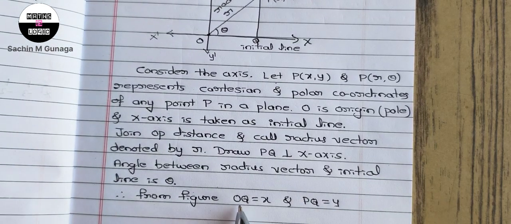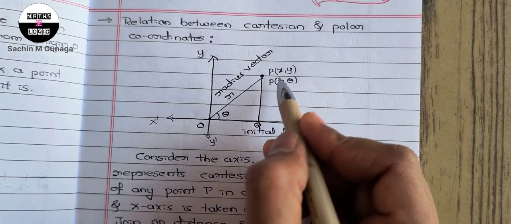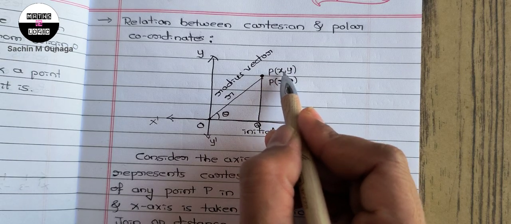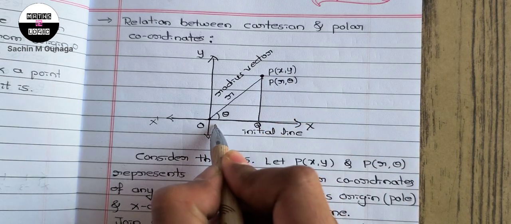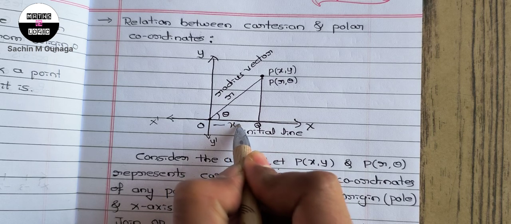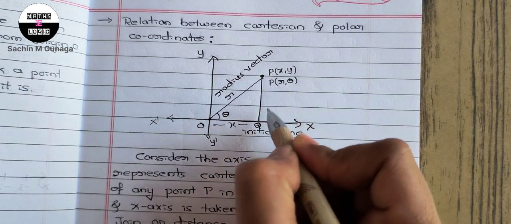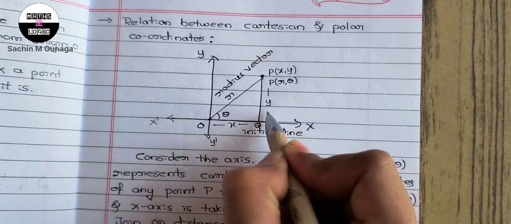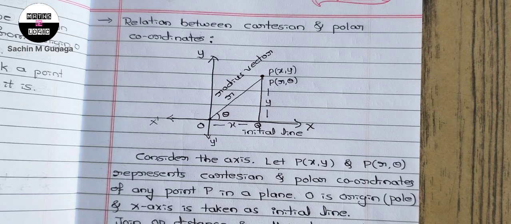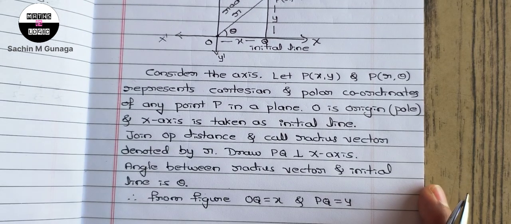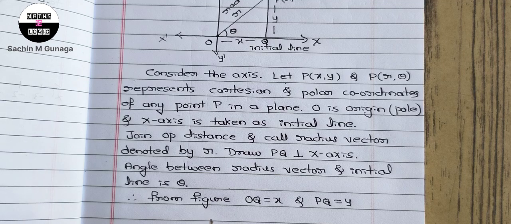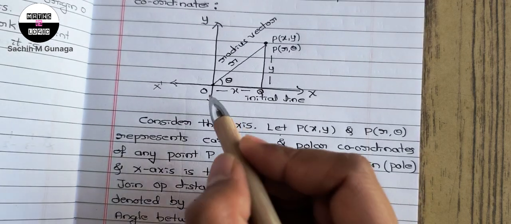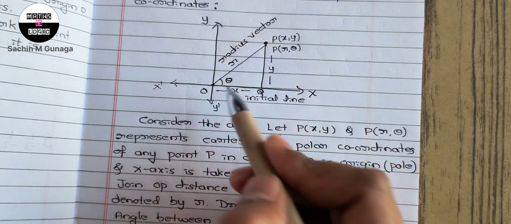Therefore, from the figure, the OQ distance is nothing but x. If we consider these as coordinates (x, y), the OQ distance becomes x and the PQ distance becomes y. So after that, this is the right angle triangle PQO.